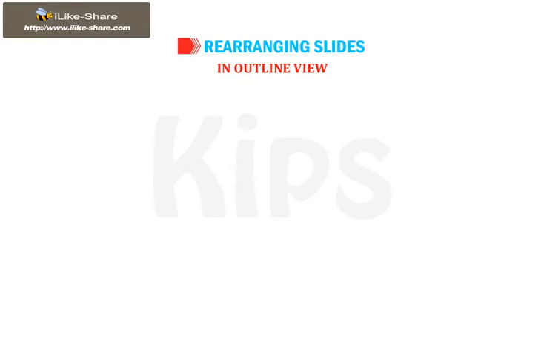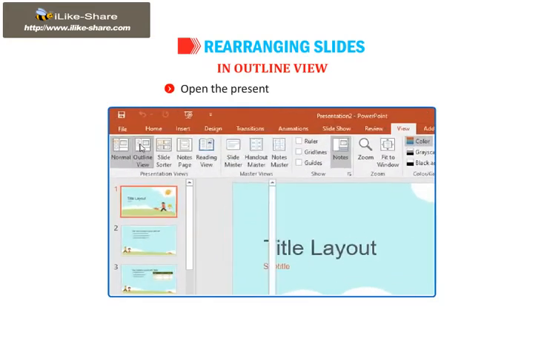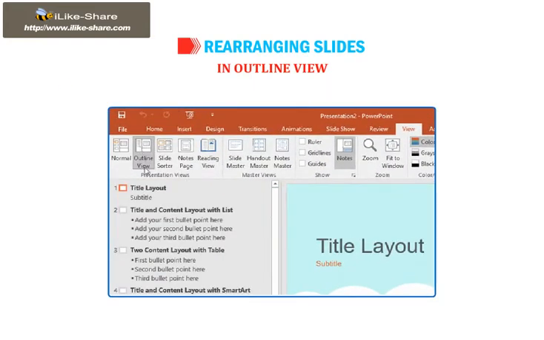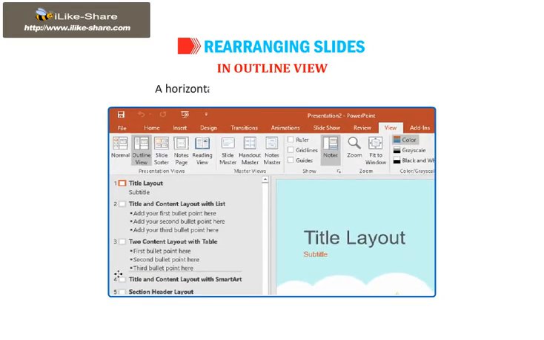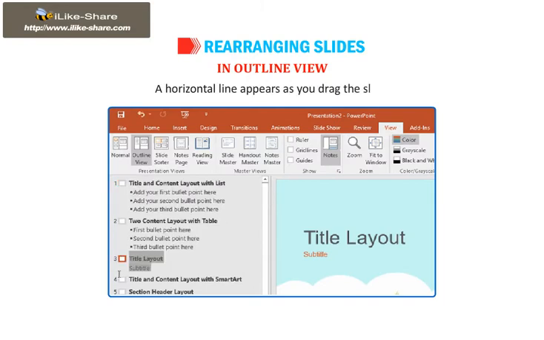In outline view, open the presentation in outline view. Select the thumbnail from the outline pane and drag it to the desired location. A horizontal line appears as you drag the slide.